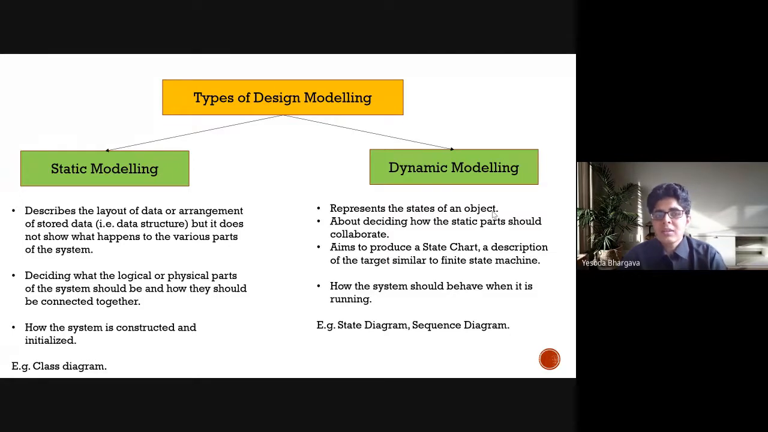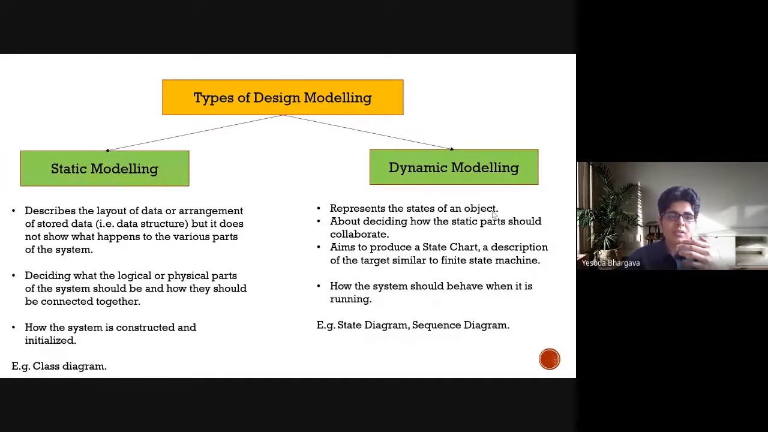In static modeling, as the word suggests, it basically describes the layout of data or the overall structure of the system, but is not showing what happens to various parts of the system. So, how different parts are getting manipulated, how they are getting changed. That is not exactly shown in static modeling because that's not its purpose.